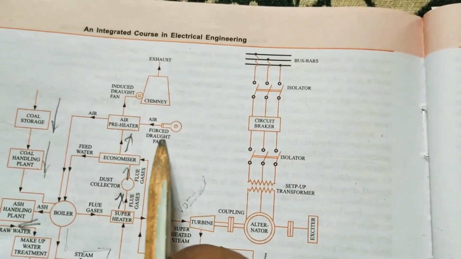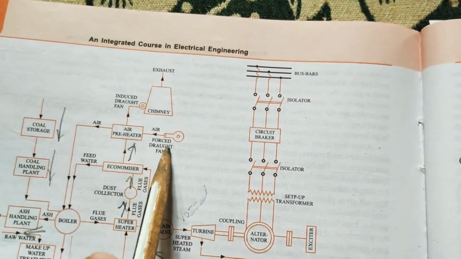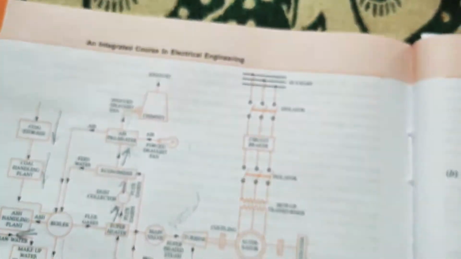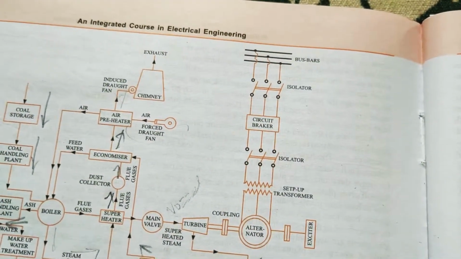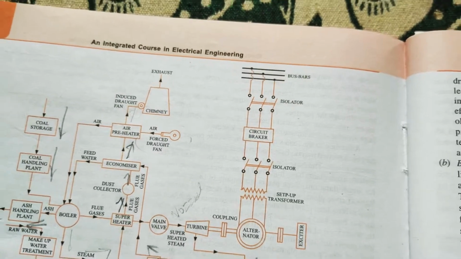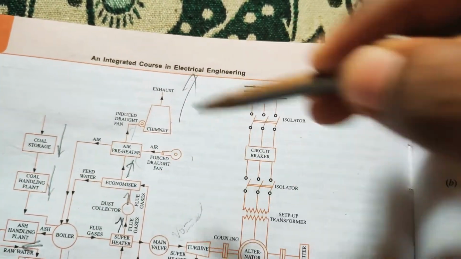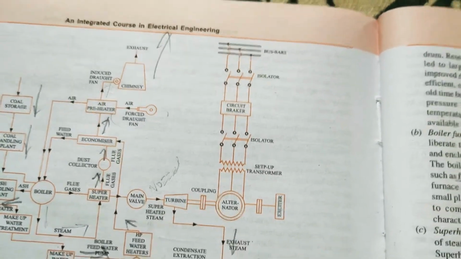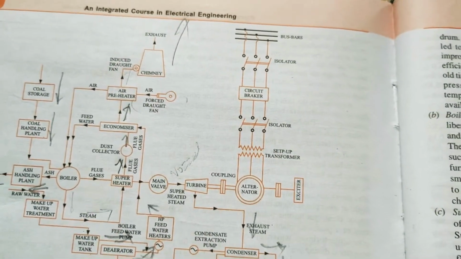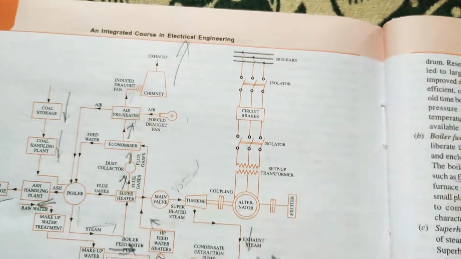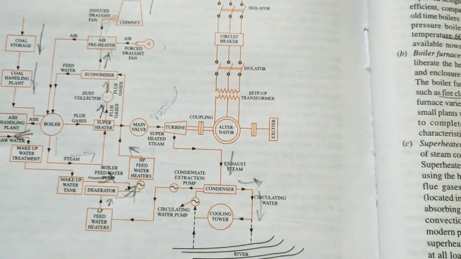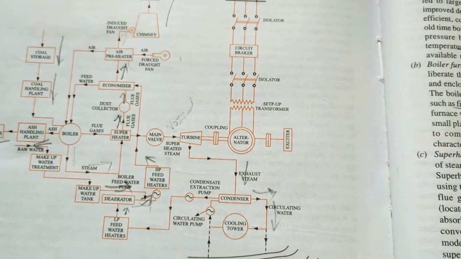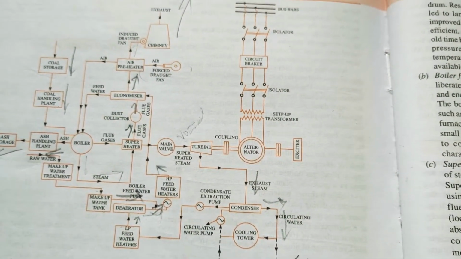That air preheater is also connected with the forced draft fan, and the gas is sent to the induced draft fan and exhausted via the chimney. Okay, this is the whole schematic arrangement of a modern coal-fired steam power plant.